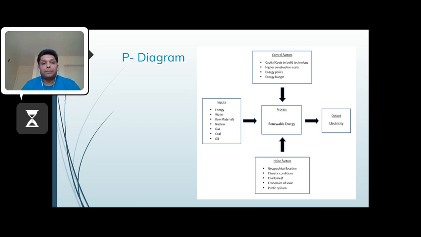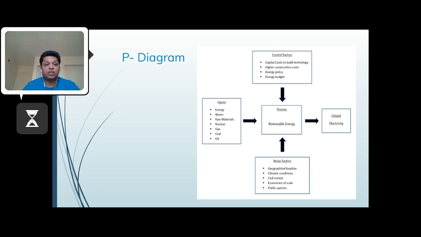P diagram. Parameter design is the cornerstone of Taguchi's robust design philosophy. Mr. Genichi Taguchi developed this philosophy. Taguchi methods have been widely used to improve the robustness of engineered systems. Parameter design classifies the inputs, outputs, and the ideal functions of a system.